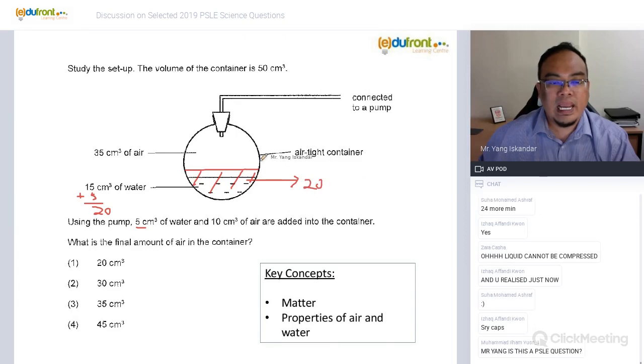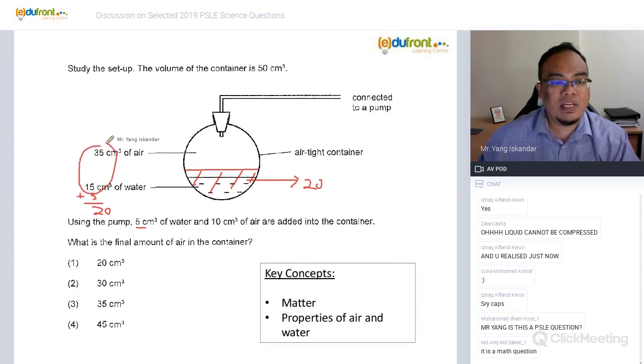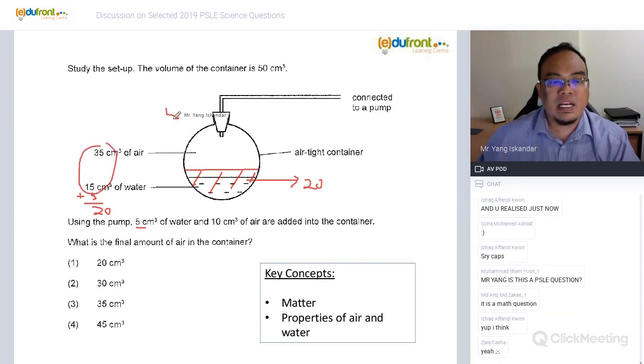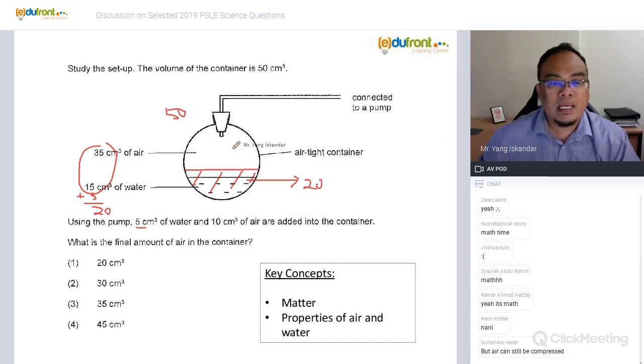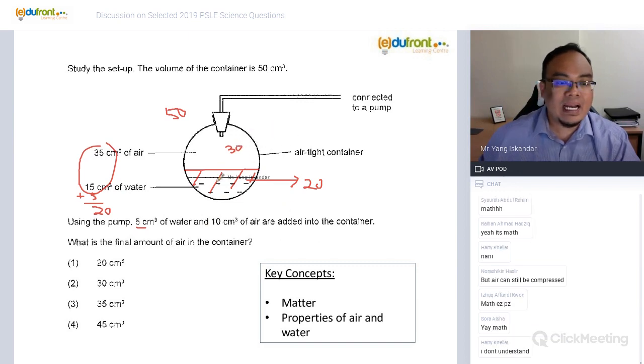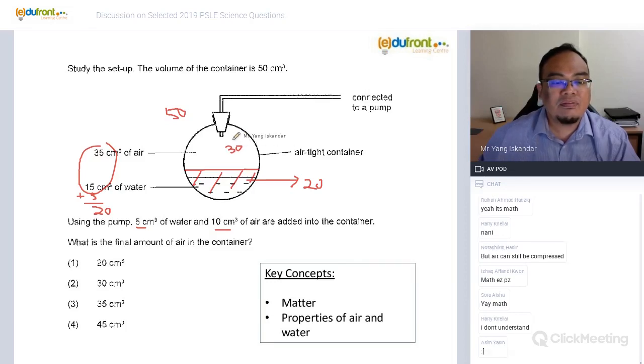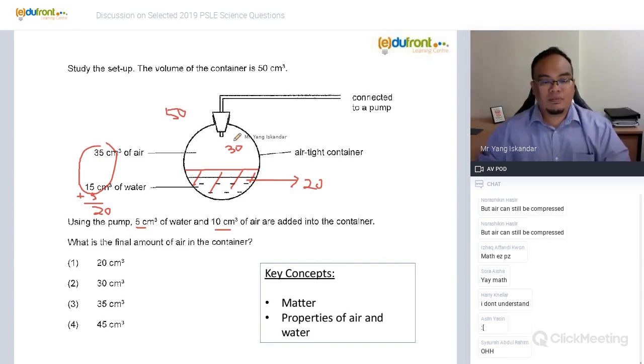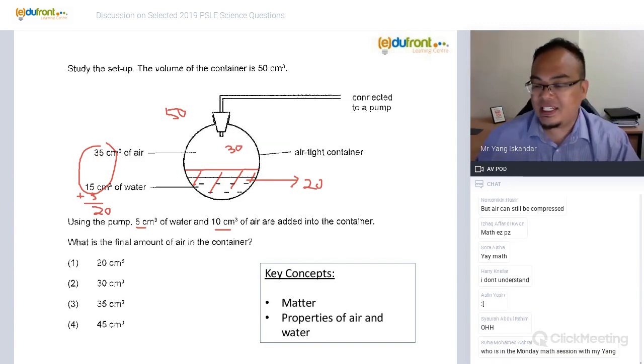You have 20. And what is the capacity of this container? The capacity is 35 plus 15, which is 50. Okay, the capacity is 50. So now you have 20 of water. Water, we know, cannot be compressed, right? But the balance here, the space for air, left is 30, right? And since air can be compressed, no matter whether you add air or you remove some air from here, it doesn't make any difference, because the final amount of air in the container, which is this air space here, will be left with 30 cubic centimeter.